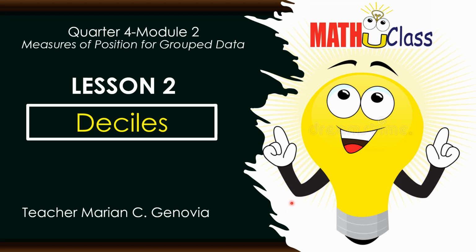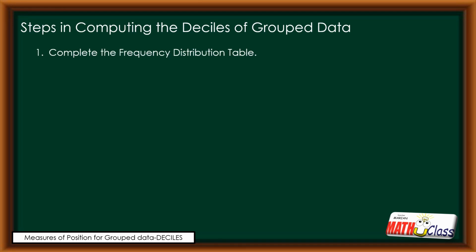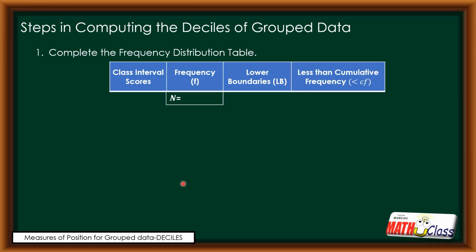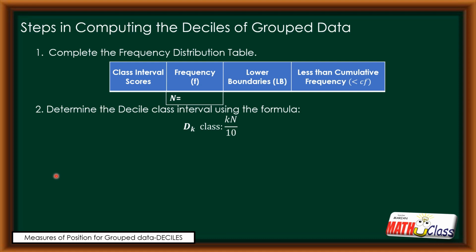Decile for grouped data is computed in a way that the quartiles are calculated. We still have to follow these steps. Step 1. Complete the frequency distribution table. Step 2. Determine the decile class interval using the formula Kn over 10. The value of K is the nth decile, where n could be equal to 1, 2, 3, up to 9. N is the total frequency.